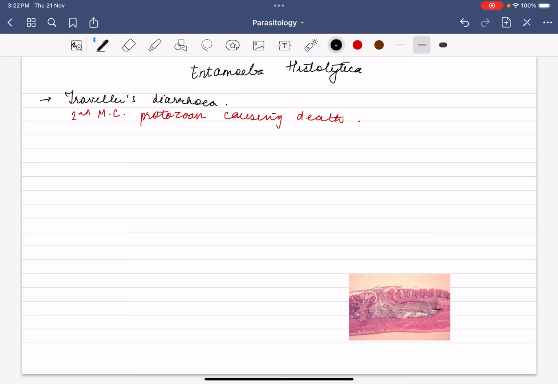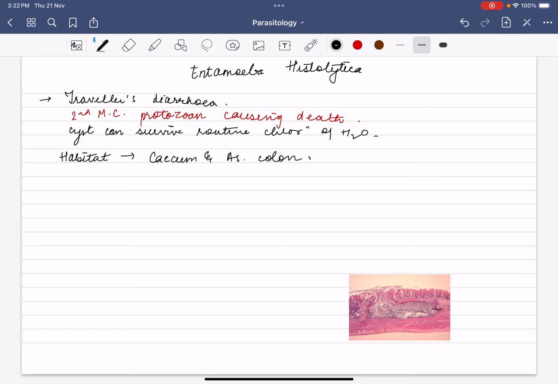Third point, the cyst form of this protozoan can survive routine chlorination of water. Next point, what is the habitat? It lives in the large intestine, in the cecum and ascending colon. Also, this is a strict human pathogen.